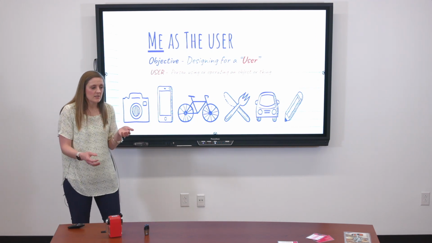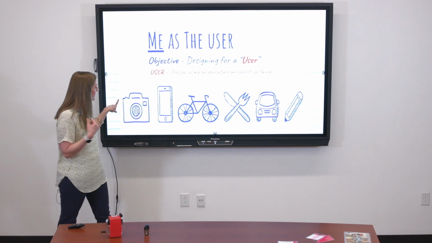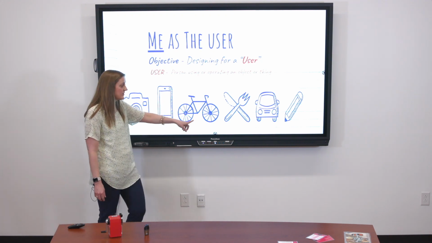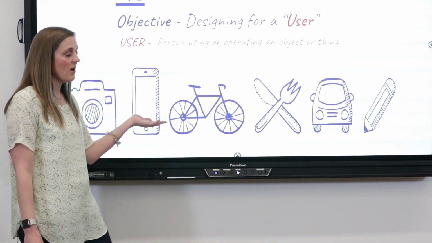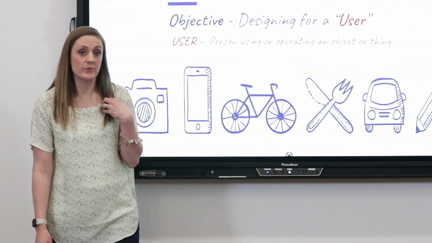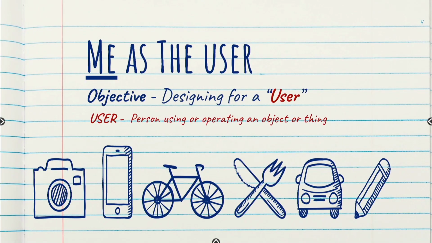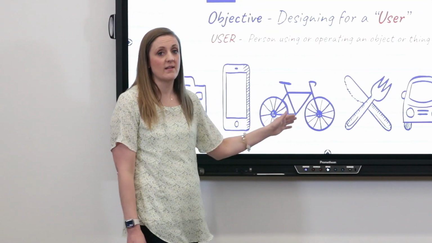And when I think about things, I'm going to introduce a new vocabulary word: user. I'm going to use a camera. I use a cell phone. I've used a bicycle, a fork and a knife, a car, and a pencil. These are all items that I use. So this is me as the user. They've designed these items for someone like me to come along and use them. So our definition of user for today's lesson is going to be the person operating or using the object or thing.